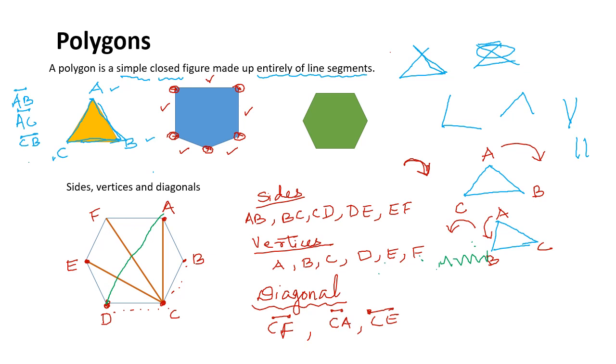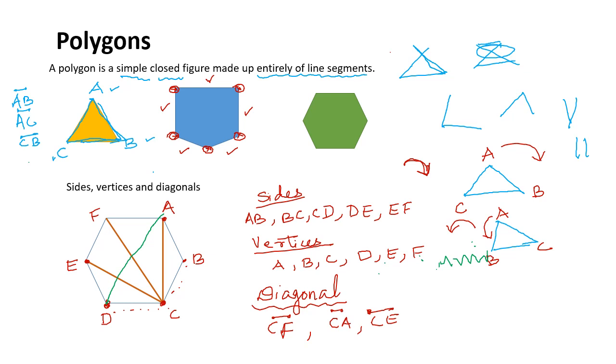I've joined D and A. Similarly, can you join D and F? Yes, you should be able to join D and F as well. So if you join D and F, you will get another diagonal. So you can join diagonals like this and then you can form different diagonals. How many diagonals will be formed in this picture? Draw it and find out and tell me in the next class.